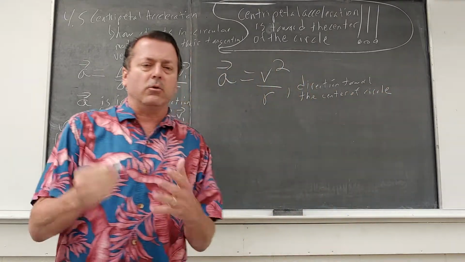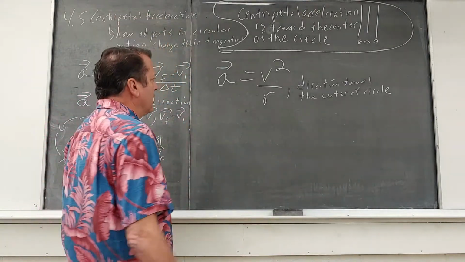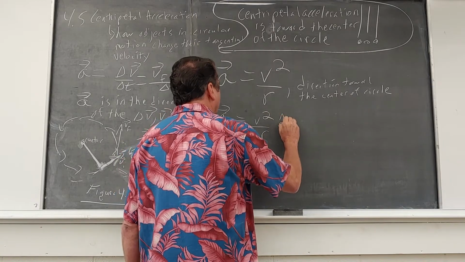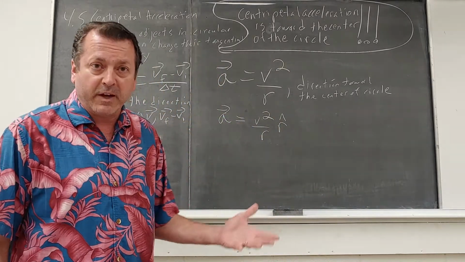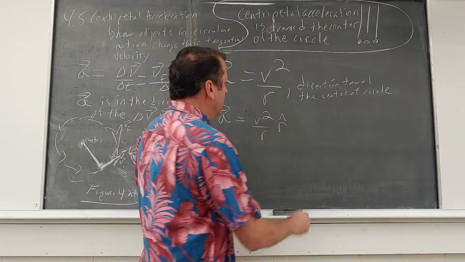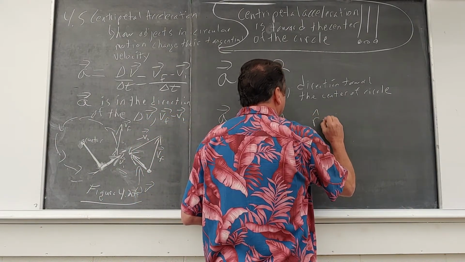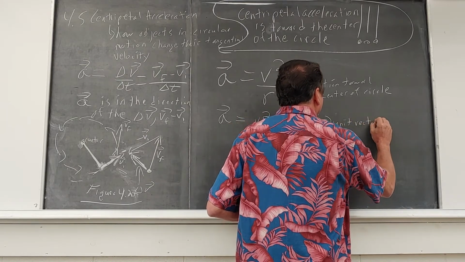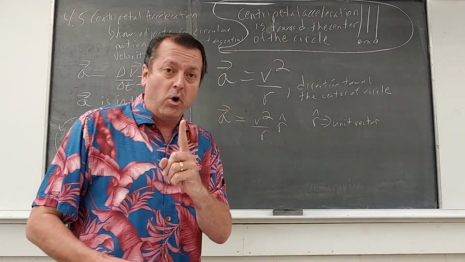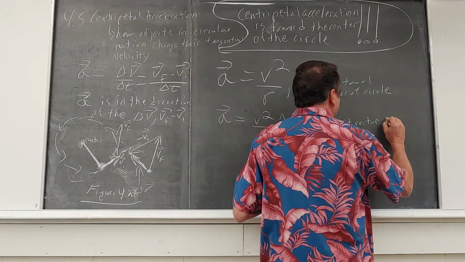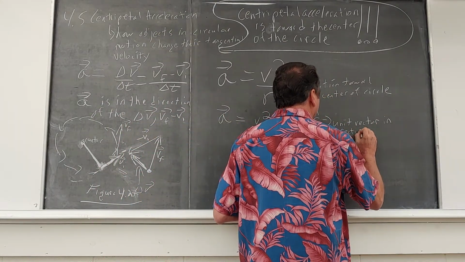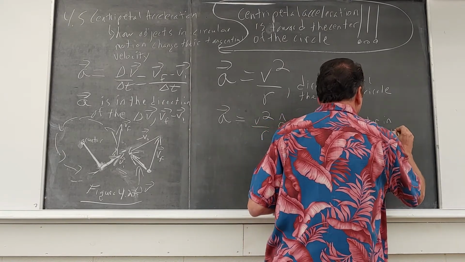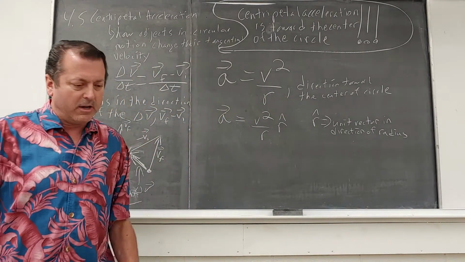And using our hat notation, which we developed in chapter 3, you could say that this is equal to v squared over r times r hat. And that's our unit vector notation, because r hat is a unit vector. That means it has a magnitude of 1. It's in the direction of, as you probably guessed, the radius.